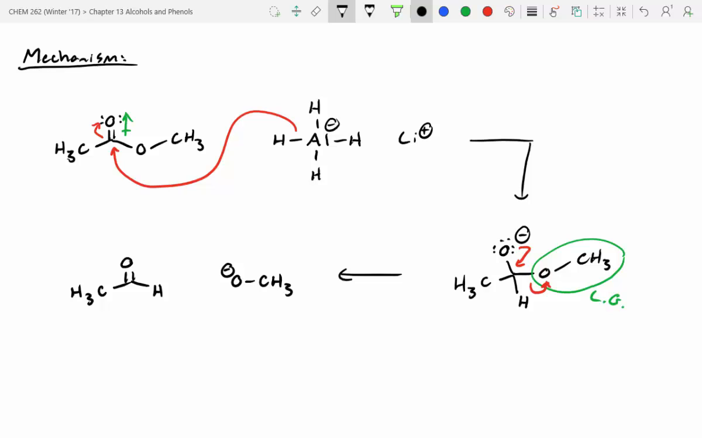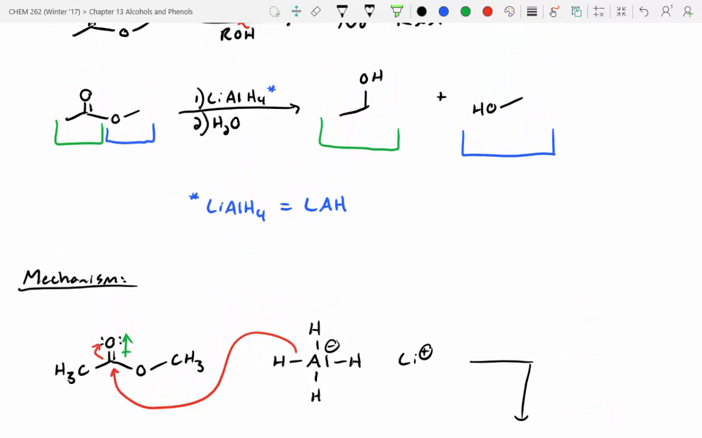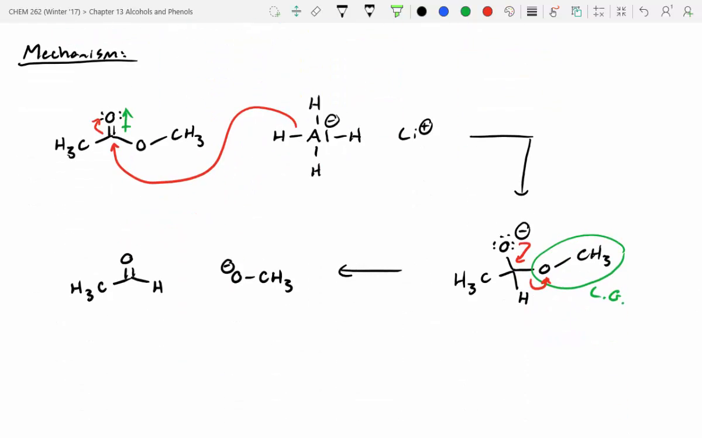All right, so now the question is, how are we forming two alcohols? I said up here, we're forming that green alcohol chunk and that blue alcohol chunk. So what do you think could happen with that aldehyde? Water could attack, but let's also assume we've got extra lithium aluminum hydride around too. Yeah, we could do it again, right?